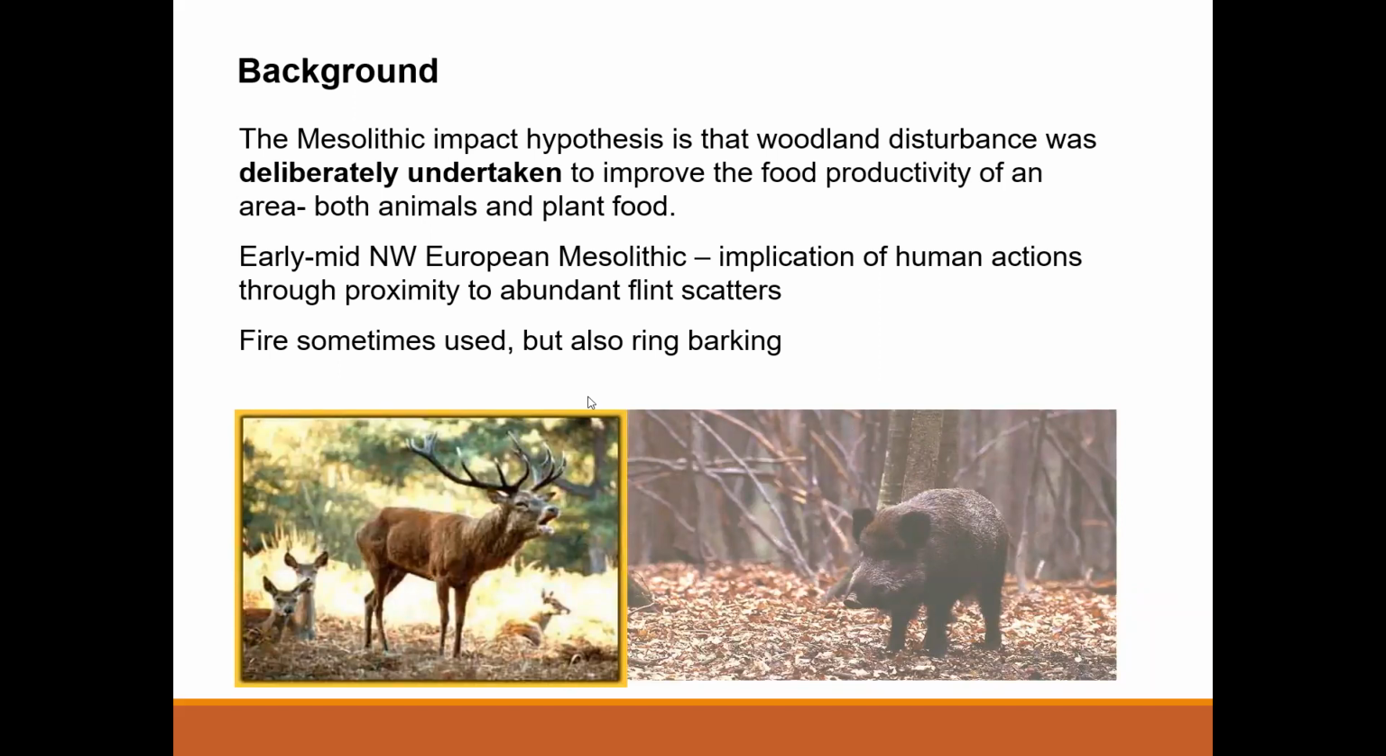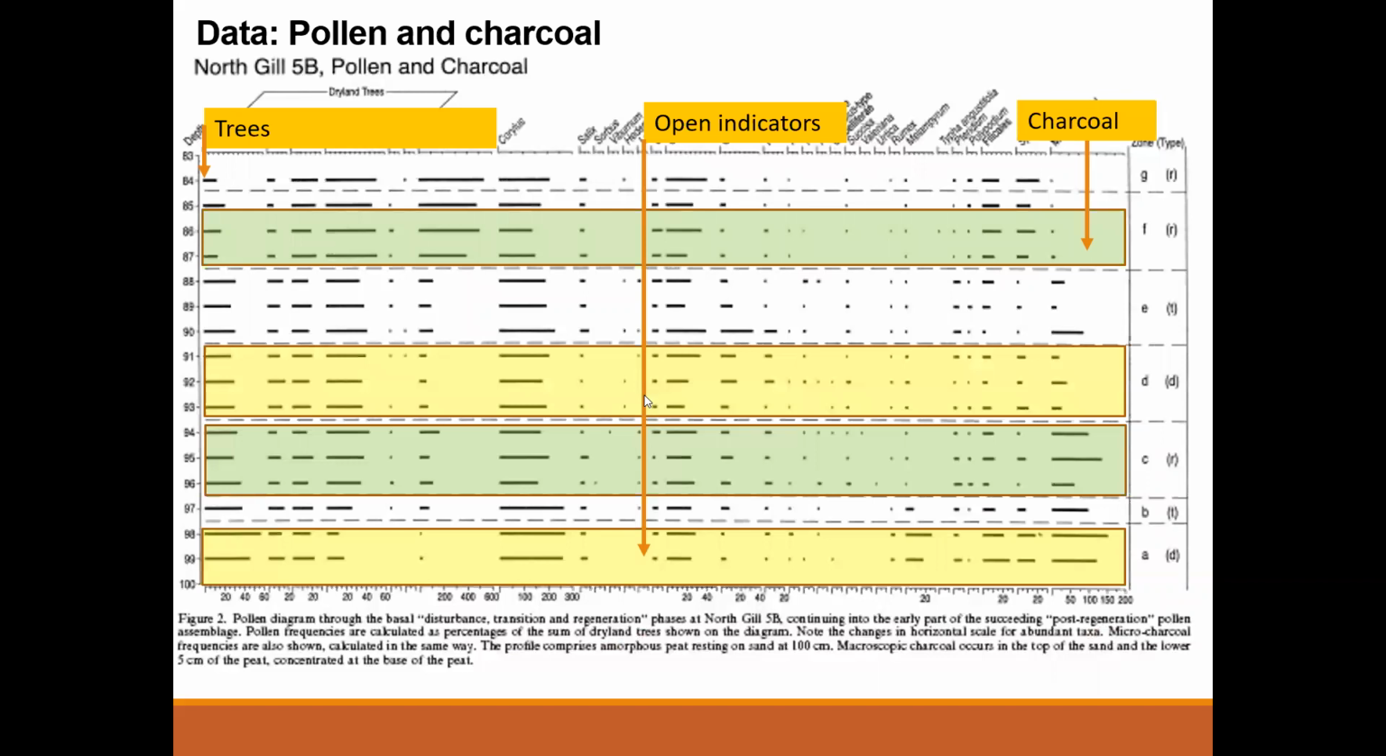Sometimes fire was used, but it's also suggested that sometimes ring barking was used as a way of creating and then maintaining clearances. And it's also been suggested that once made, these clearances were naturally kept open by animal activity and potentially by fires, because the vegetation that grew in the clearings was more likely to burn than the woodland it preceded.